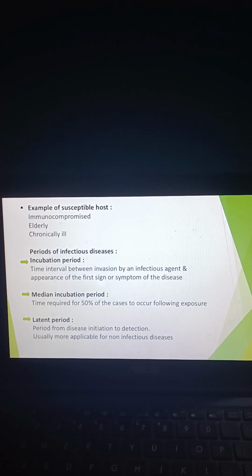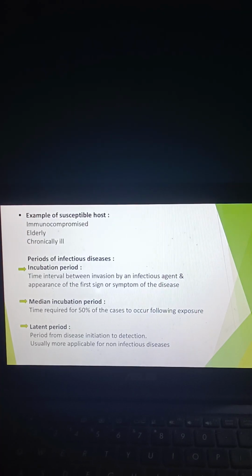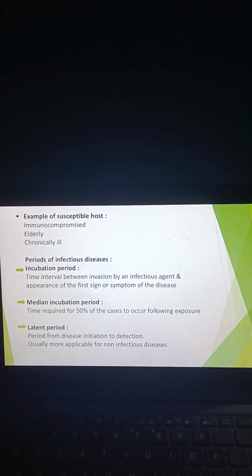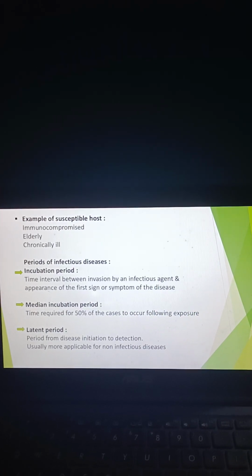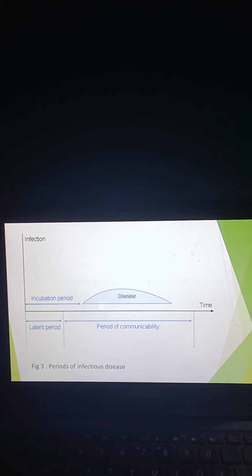And periods of infectious diseases, that is incubation period: the time interval between invasion by an infectious agent and appearance of the first sign or symptom of the disease. Then median incubation period: the time required for 50% of the cases to occur following exposure. Then latent period: from disease initiation to detection, usually more applicable for non-infectious diseases. Then periods of infectious disease: incubation period, latent period, period of communicability. You can go through different books and articles to learn more about these periods. This picture shows incubation periods, exposure, primary cases, secondary cases, and you can go through different books to learn more about this.